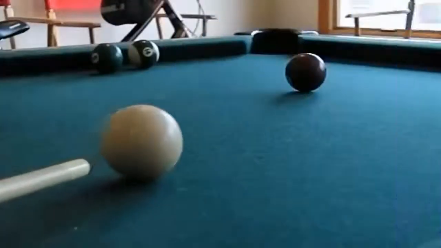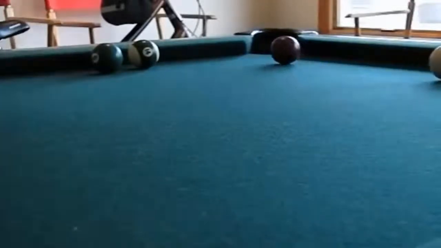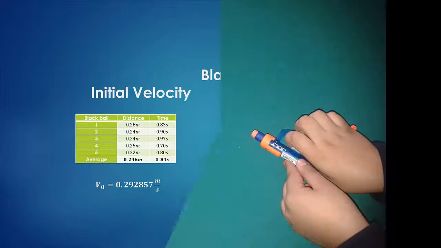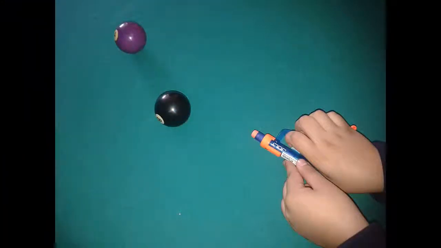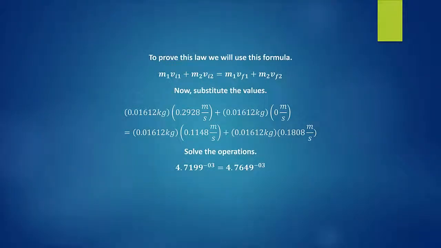We did the same procedure 10 times, and then we took an average of all the results. The black ball, with an initial velocity of 0.29 meters per second and a final velocity of 11 meters per second, will collide with the purple ball, and then the purple ball will start moving until it stops, with a final velocity of 18 meters per second. Then we substituted the values in the equation, and we got the result that the collision was elastic.